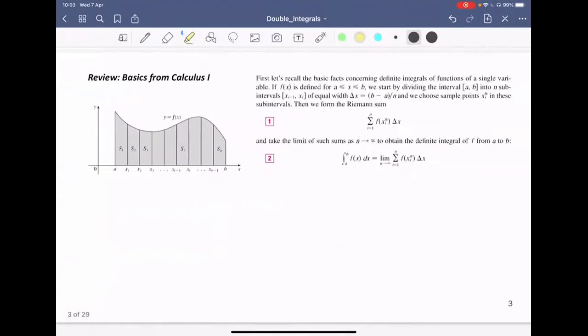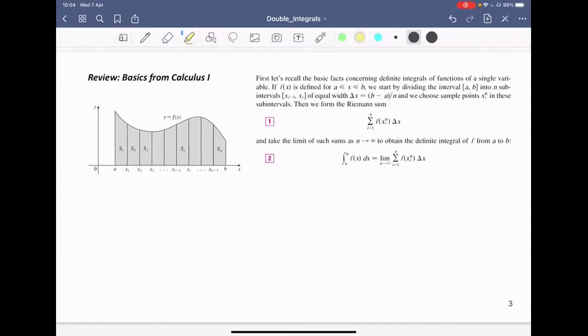Well, first of all, before we start doing double integration, I am going to give you a review from calculus 1, because this was a long time ago that you learned it. So let's do a quick review on integration and see if you remember it from the previous class.